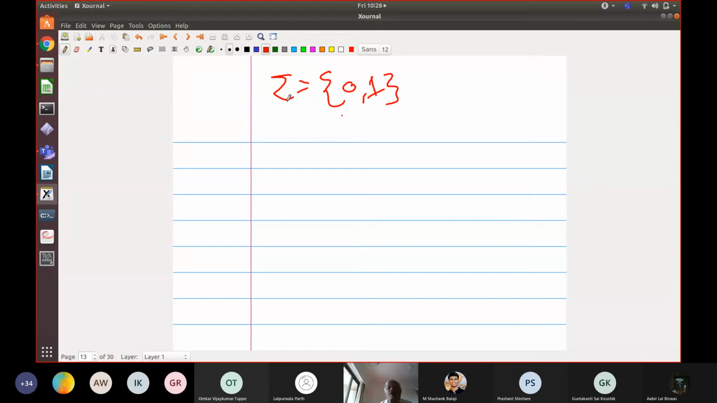Thank you. Suppose my alphabet is 0, 1. What is my sigma star? What kind of strings will it have? Epsilon, 0, 1, 00, 01, 10, 11, 000, and it will go on like that. All possible sequences like this, right? This sigma star is an infinite set, right?